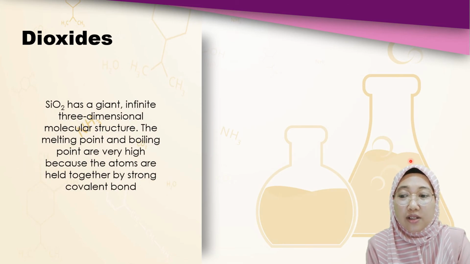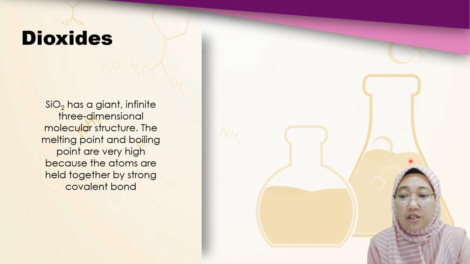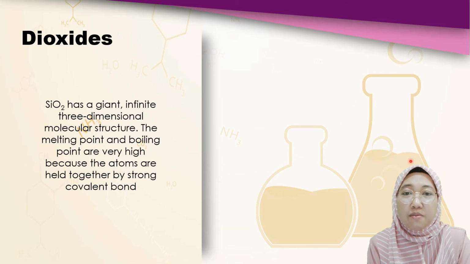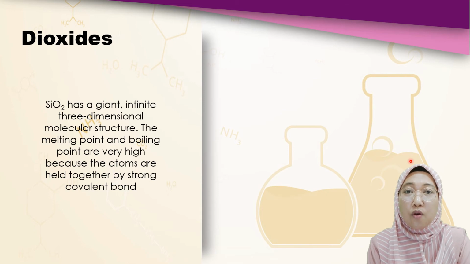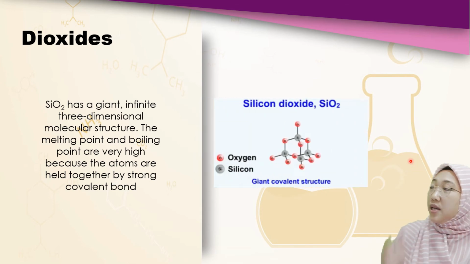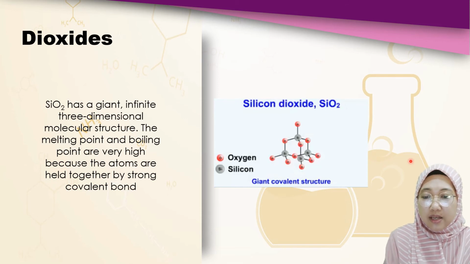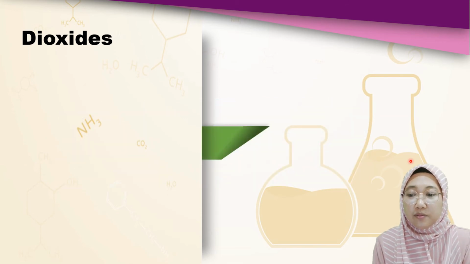For silicon dioxide, has a giant infinite three-dimensional molecular structure. The melting point and boiling point are very high because the atoms are held together by strong covalent bonds. So here is the structure for silicon dioxide. Okay, you can see the giant covalent structure.